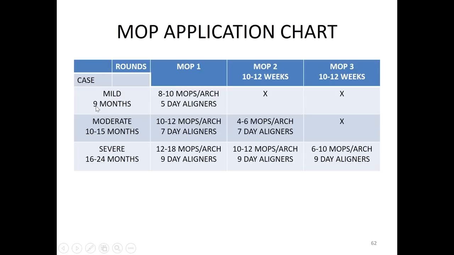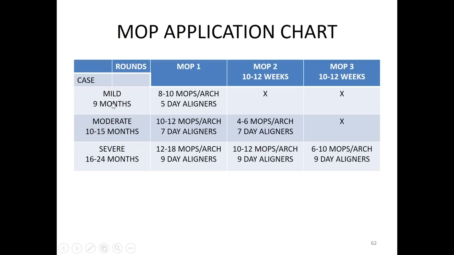So if we look at the case type, what you would look at in this column going down here is whether or not you had a mild orthodontic condition, a moderate orthodontic, or a severe orthodontic condition. I tried to give a rough definition of that without getting too crazy. But mild, I would consider anything up to 9 months. Anything 9 months or below, you're talking about a mild condition, should be easy to resolve with 1 round of micro-osteoperforation at the beginning of treatment.